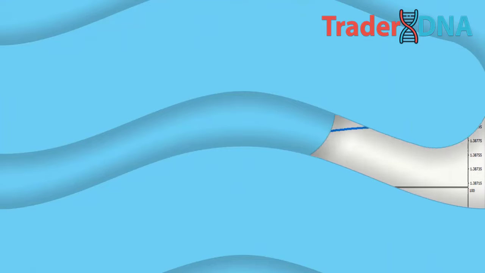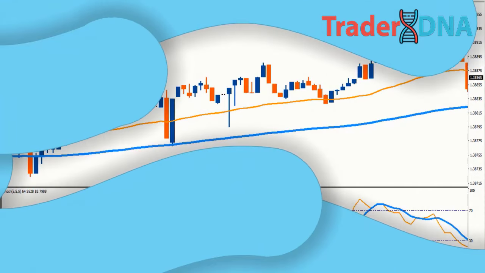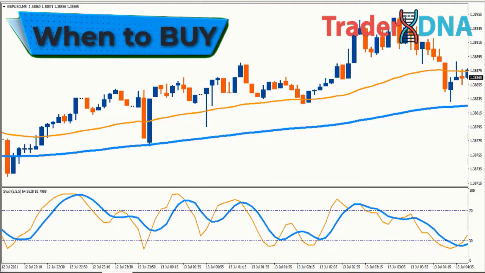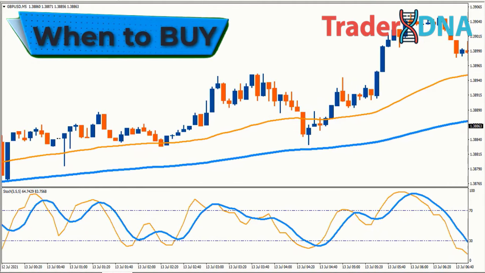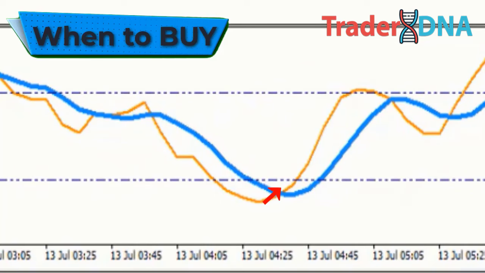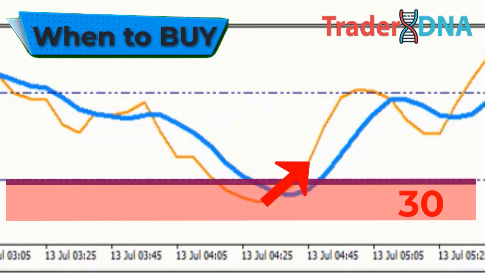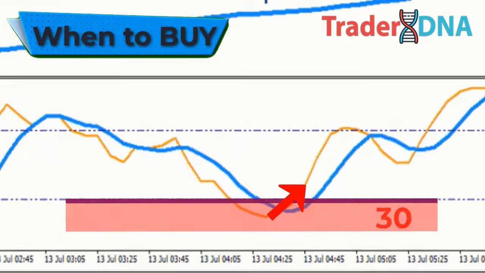Now, it's time to reveal the actual trading strategy. The buy trading strategy. A clear buy signal is if the fast orange line of the stochastic indicator crosses the slow blue line to the upside from inside the oversold region, or below the 30 level on the stochastic. It should break and remain above the oversold region. Once this condition has been satisfied, you should proceed to buy.